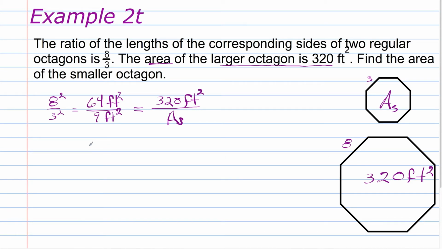We go A times 64, or 64A, and then we do 9 times 320, and 9 times 320 is 2,880. Then we divide each side by 64, and when we do that, we find the area of the smaller octagon is 45 square feet.